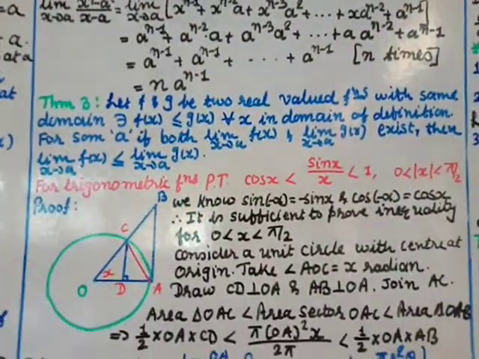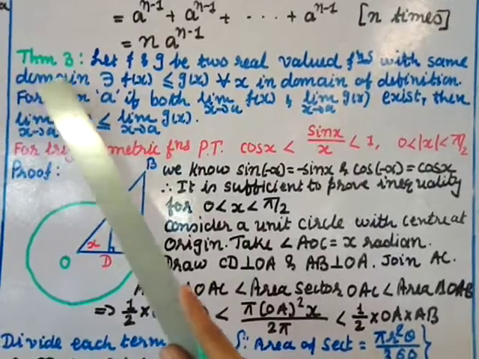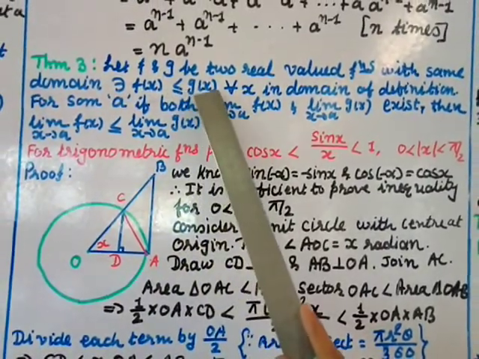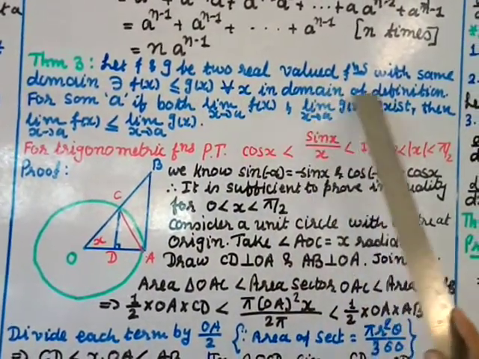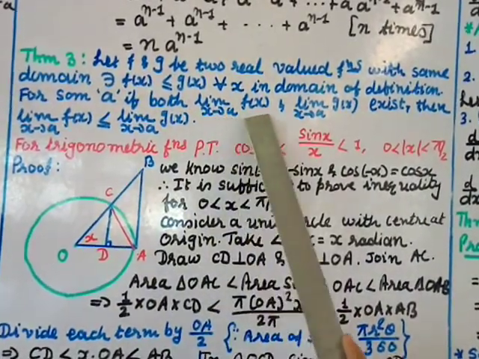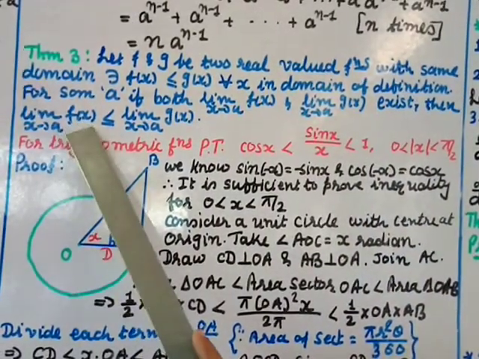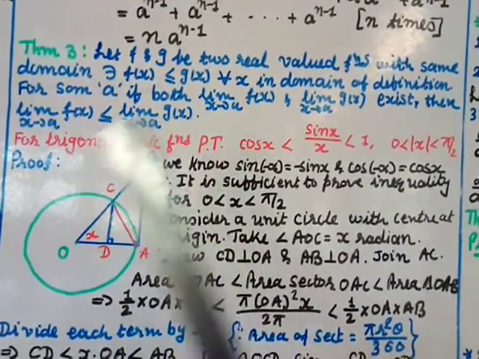Theorem 3: Let f and g be two real valued functions with the same domain such that f(x) is less than or equal to g(x) for all x in the domain of definition. For some a, if both limit x tends to a f(x) and limit x tends to a g(x) exist, then limit x tends to a f(x) is less than or equal to limit x tends to a g(x).